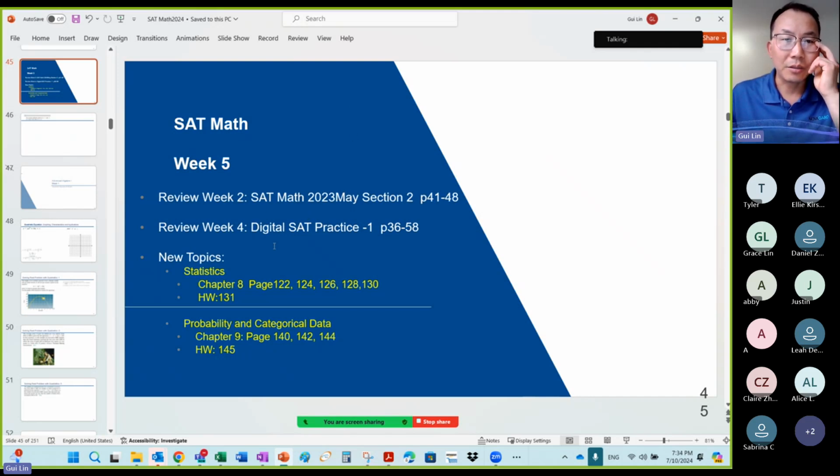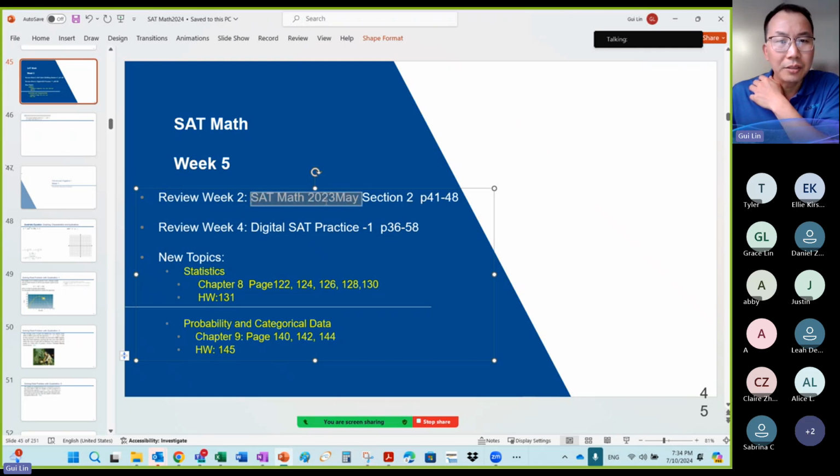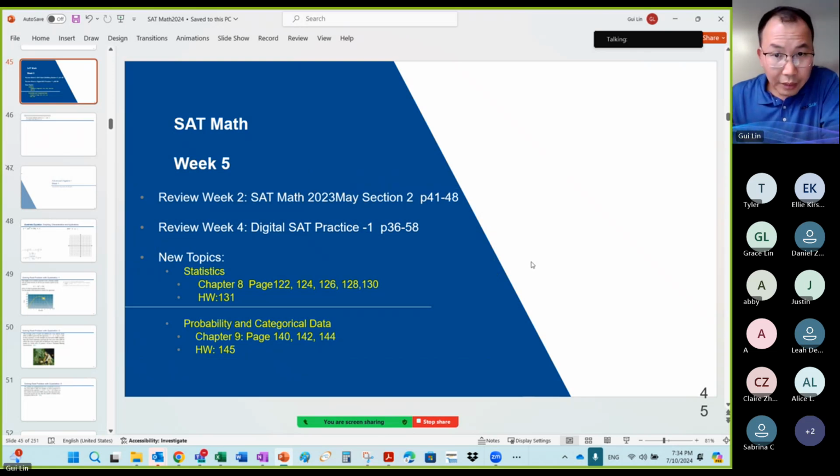So I have several things left from last week, and this week's homework is listed here. Let's do something here first. Maybe we can spend a little bit of time on the SAT Math 2023. This is the week 2 homework. Do you guys still have this one next to you? And also last week's homework, practice 1.